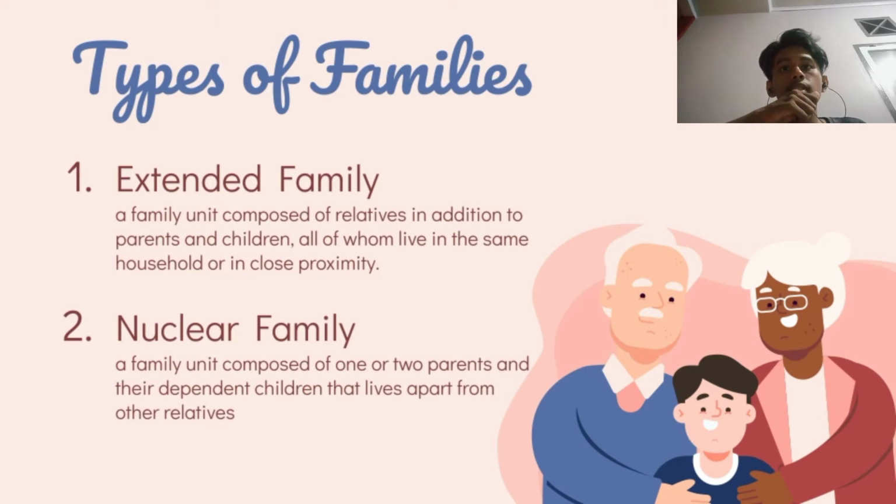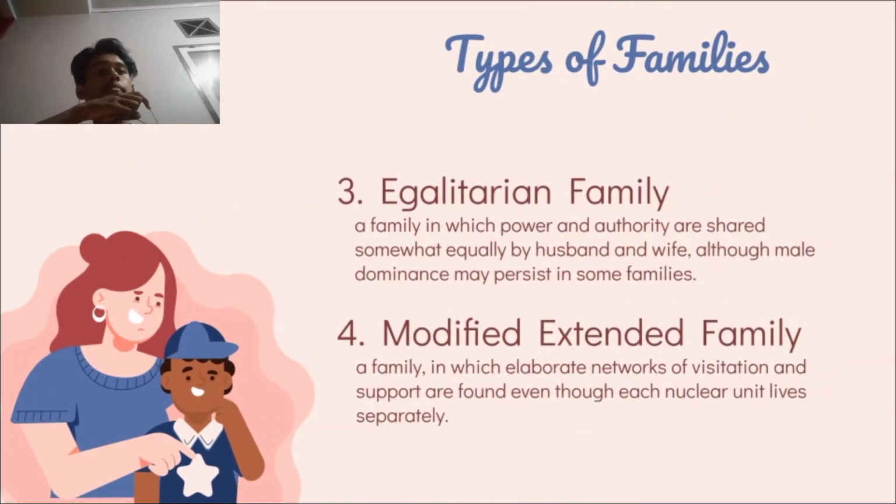The second one is nuclear family. Nuclear family is a family unit composed of one or two parents and their dependent children that lives apart from other relatives. The nuclear family in an industrialized society functions primarily to regulate sexual activity, socialize children, and provide family members with affection and companionship.